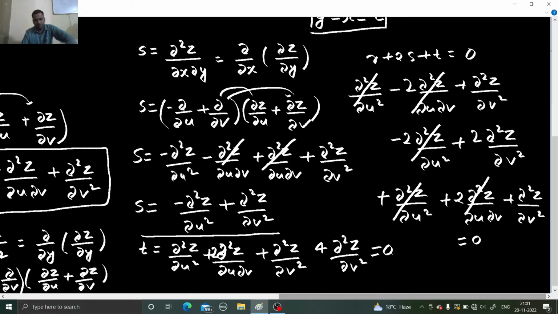So what are you getting? 4 can be dumped to that side. Del 2z by del v square equals to 0. This is the final thing which we are looking for. So that's it. As simple as possible.